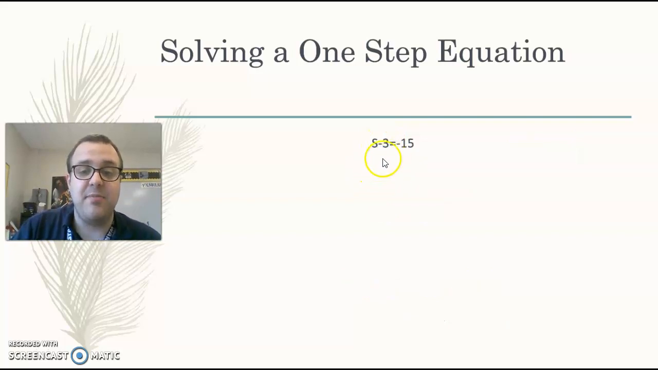Okay, for this one, same thing. We're going to be adding 3 to both sides in order to get this s by itself. So I'm going to add 3, and I'm going to add 3. So over here, negative 3 plus 3 is going to be 0. So I get an s.